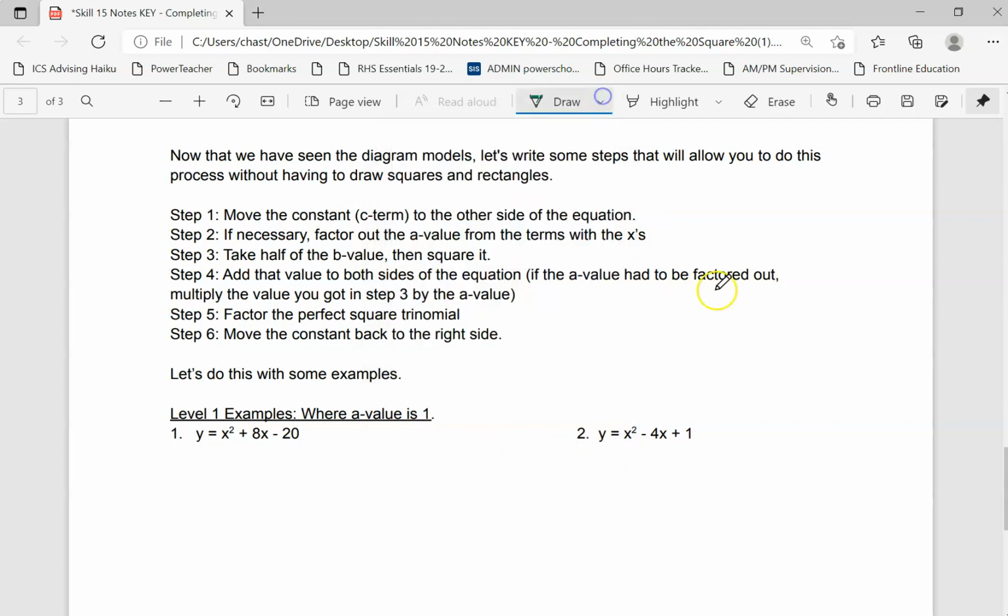Okay? So if we look here, the first thing that we want to do is move the constant or c term to the other side of the equation. We do that just so that we can focus on just the part with the x's. Okay? If we have an a value that's not just 1 in front of the x squared, then we're going to factor out that a value from the terms with the x's. But then this third step is the key to completing the square.